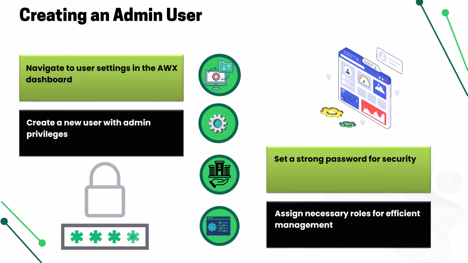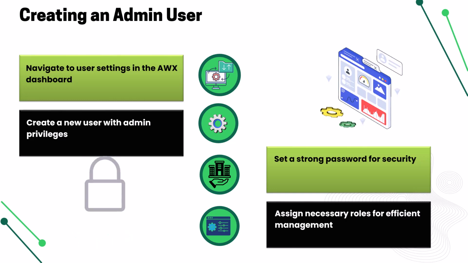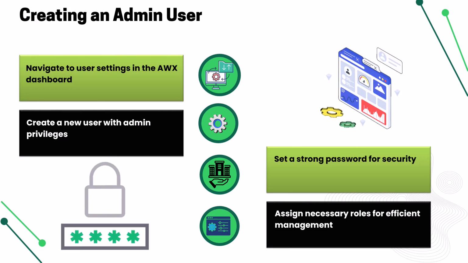Now let's talk admin power. You'll need a reliable admin user to manage AWX smoothly. Head to user settings and create a new user, but don't just pick admin 123 as a password, make it strong. Assign the necessary roles because delegation is key. Imagine AWX as a kingdom. Without a well-defined ruler, things could get chaotic. So set this up properly, and your AWX realm will run like a dream.